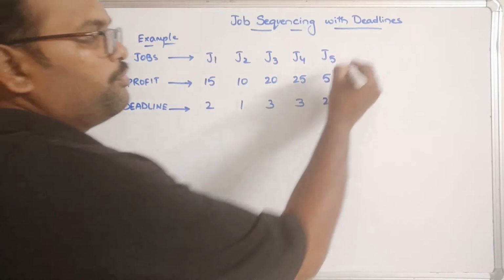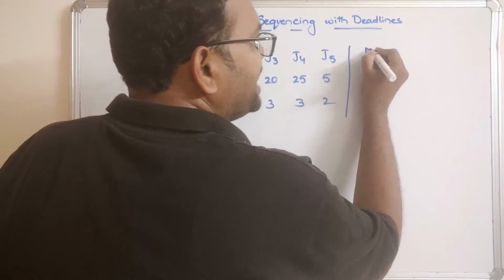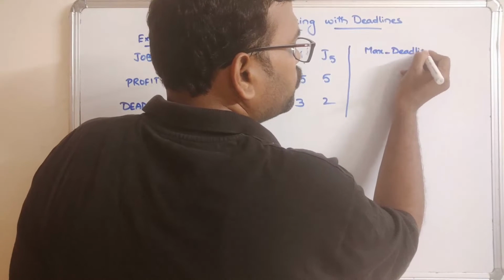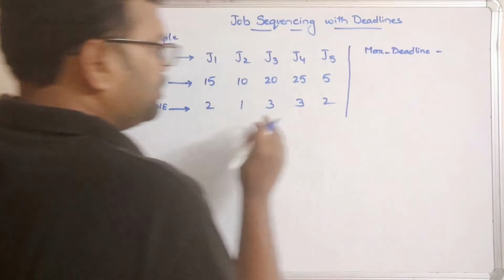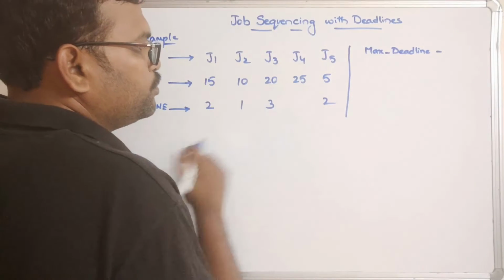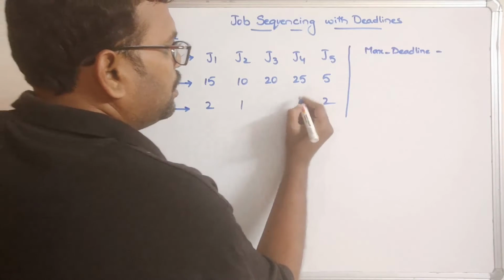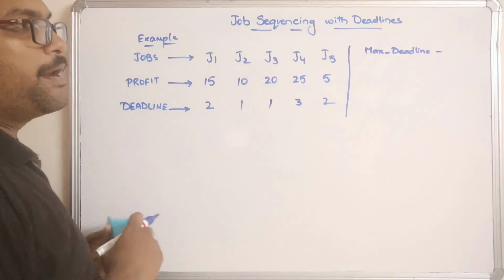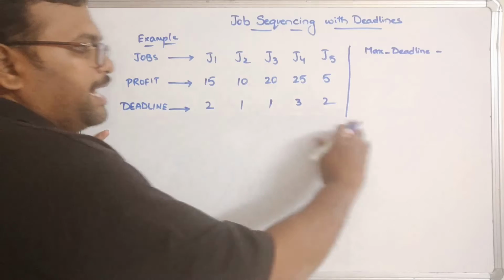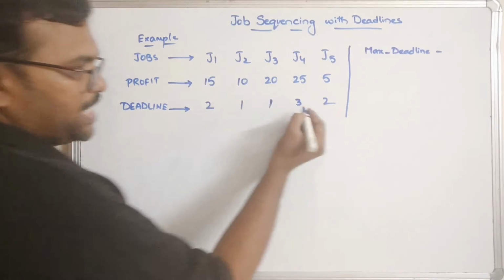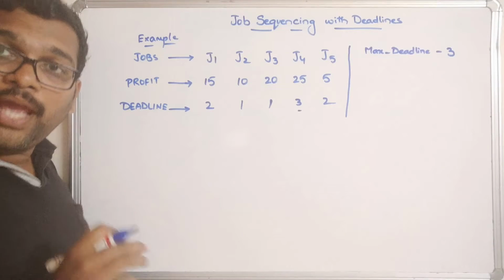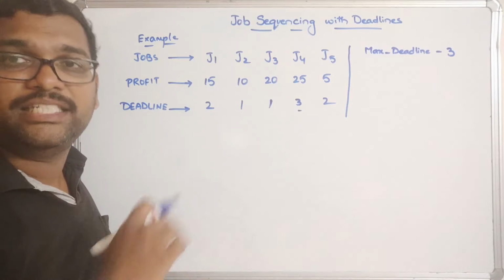First we have to find out the maximum deadline. So what is the maximum deadline here? In order to avoid the confusion, let us take it as 3 and 1. Okay, right. The maximum deadline among all the deadlines. What is the maximum? The maximum is 3.